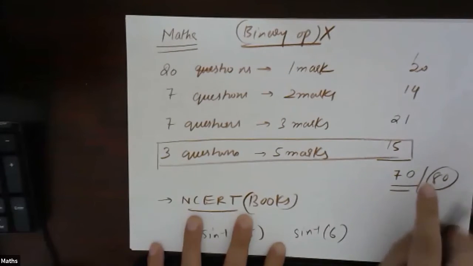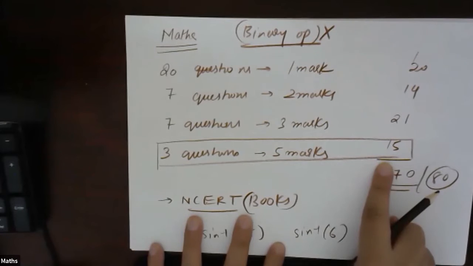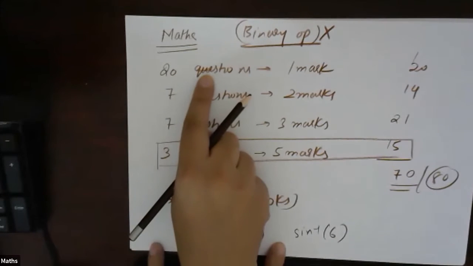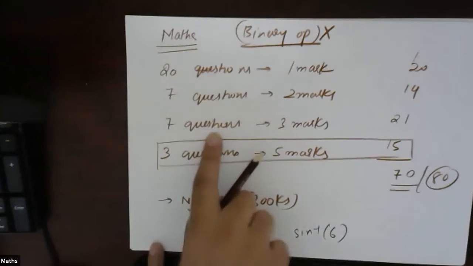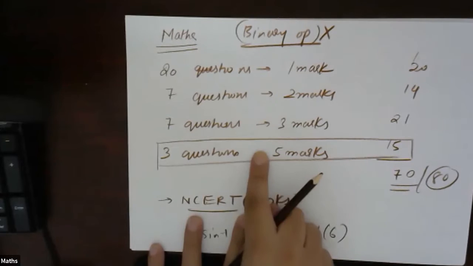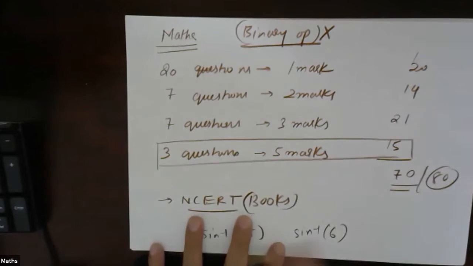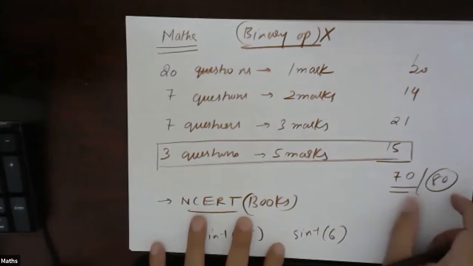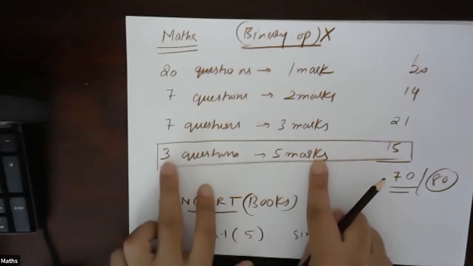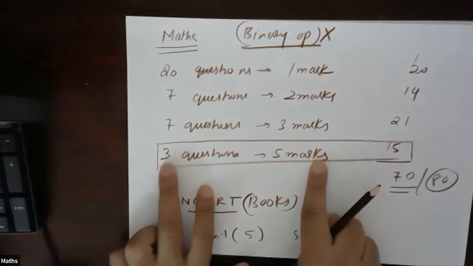This is for science, right? But something will be changed out of this. 20 marks, 1 mark questions, 7 marks, 2. This one will be the same. In this part you will have sub options. Total will be 80. Instead of 3, I think they will ask 4 or 5 questions.